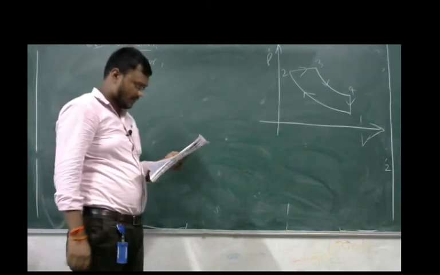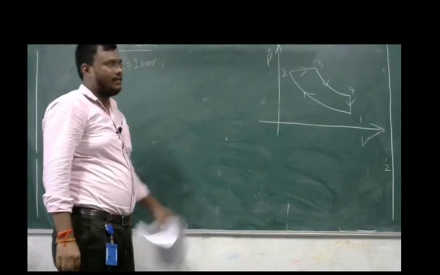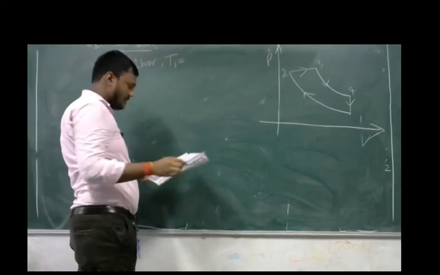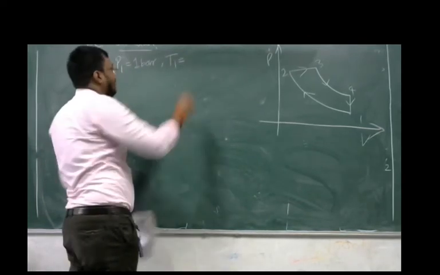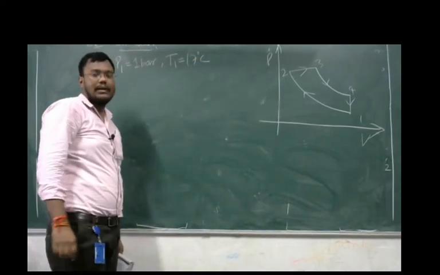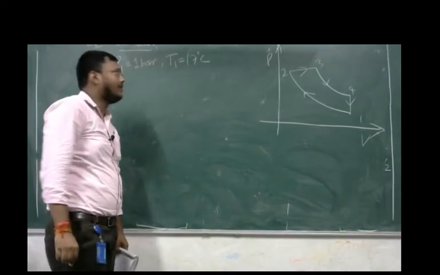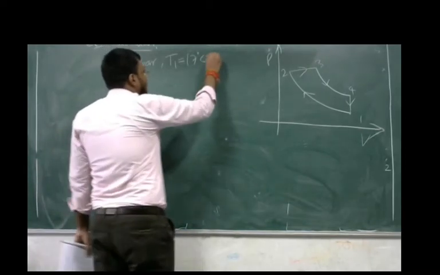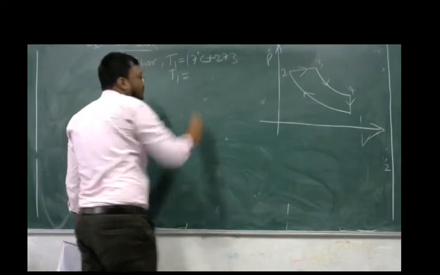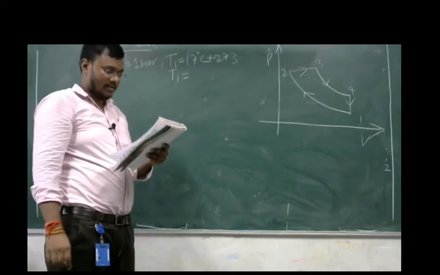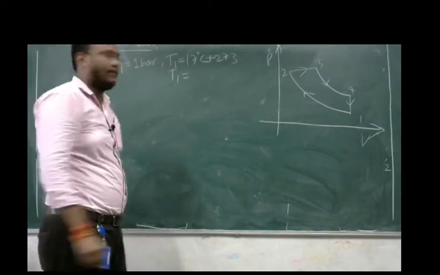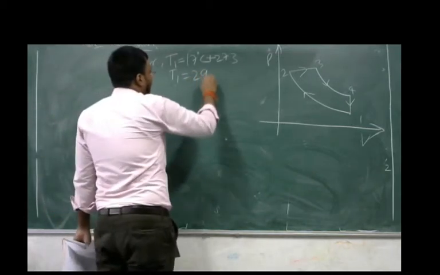And T1 is given, initial temperature. T1 is given equal to 17 degrees Celsius, or you can convert this value into Kelvin. So add plus 273. So you will get T1 equal to 290 Kelvin.